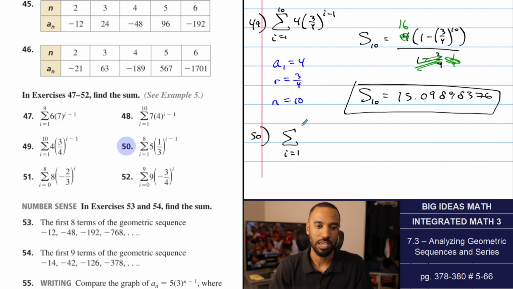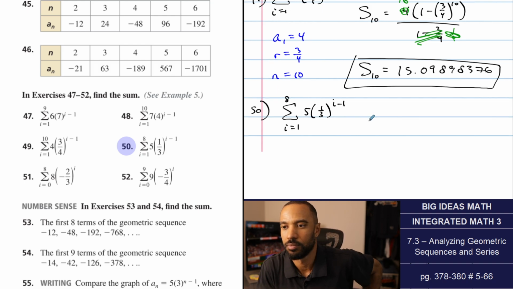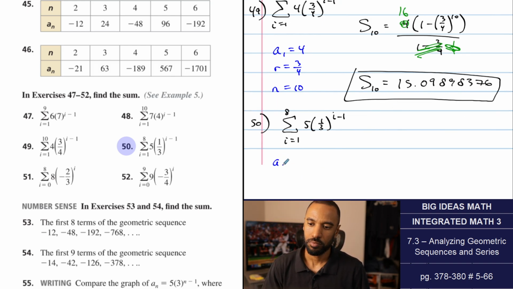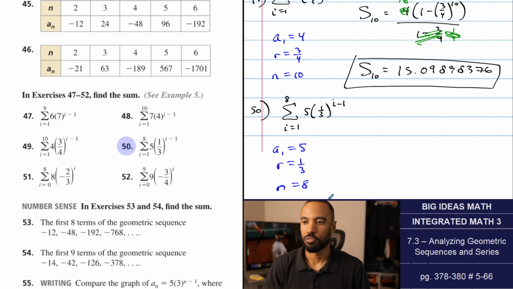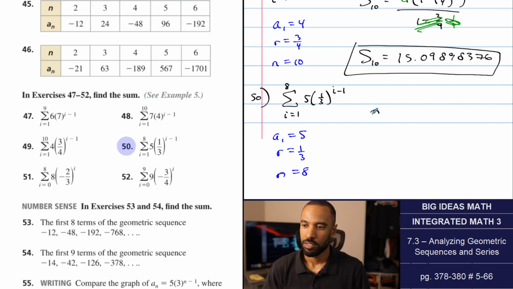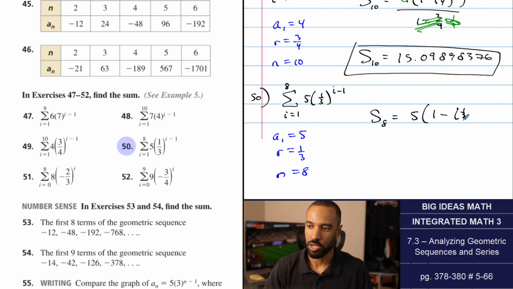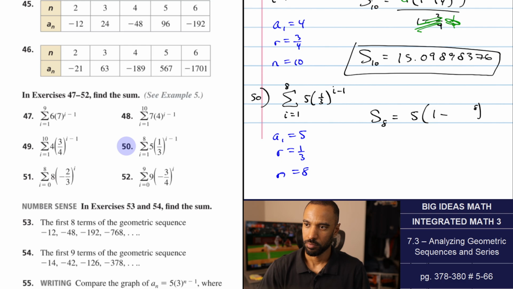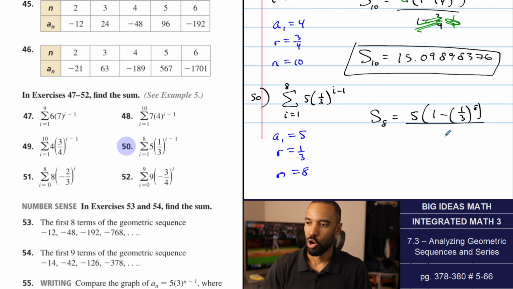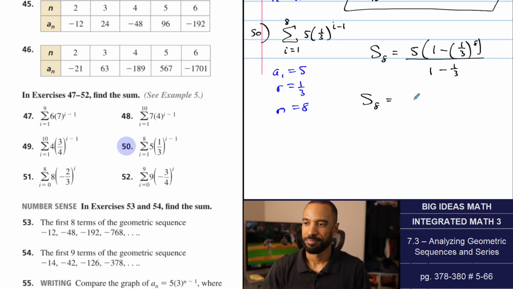All right, so i equals 1 to 8. That's 8 terms. Our first term is 5, and the common ratio is 1/3. So for this one, we have a sum of our first 8 terms being our first term times 1 minus the common ratio to the 8th power, that's 1/3, over 1 minus the common ratio.